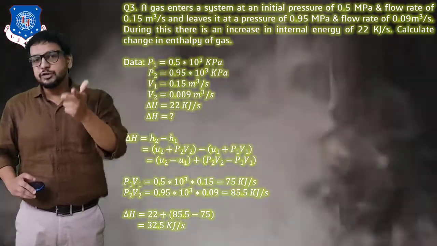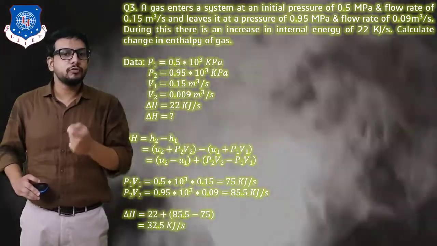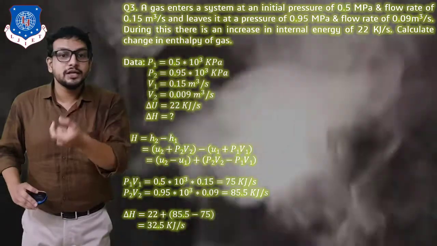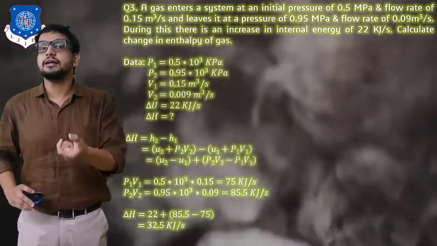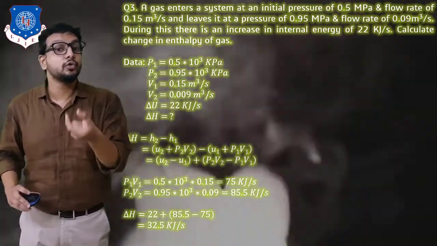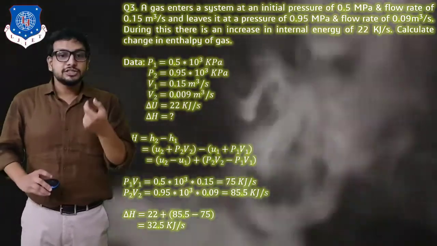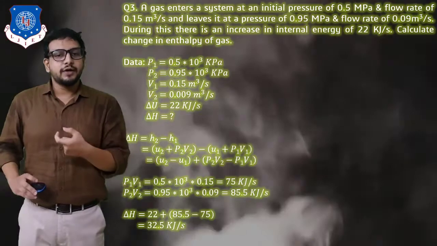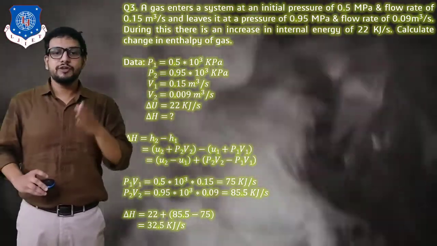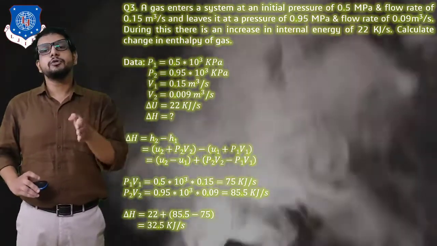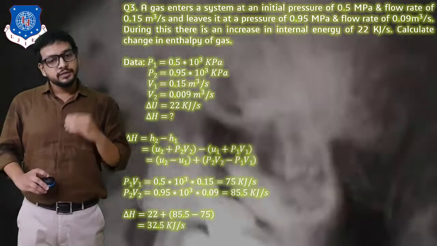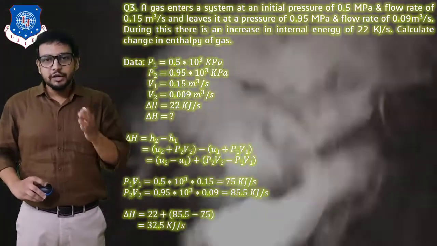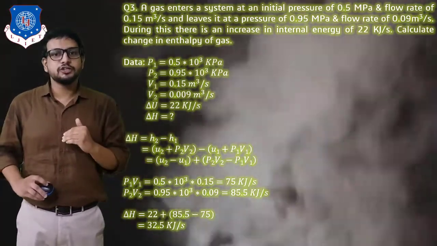Now we have found P1V1 and P2V2, so we can directly substitute in our equation of delta H. As we know, U2 minus U1 is the change in internal energy, which is given as 22 kilojoule per second. Substituting the values, we get 22 plus 85.5 minus 75. So the final answer of delta H is 32.5 kilojoule per second. I hope that you are clear with this solution of question number 3.